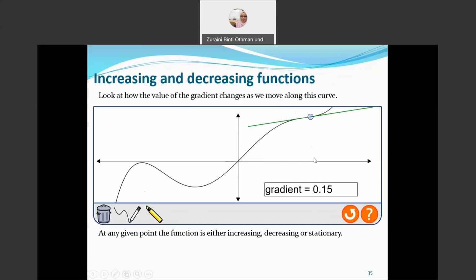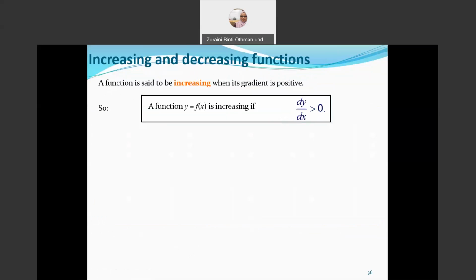Okay, so sekarang it keep increasing. Okay, so here this is increasing and decreasing function. Okay, a function is said to be increasing when the gradient is positive. Macam tadi tu lah, nampak tak bila titik tu increase, so the gradient is positive.